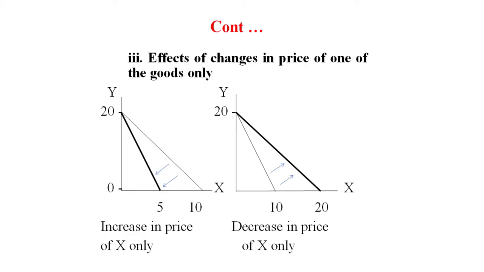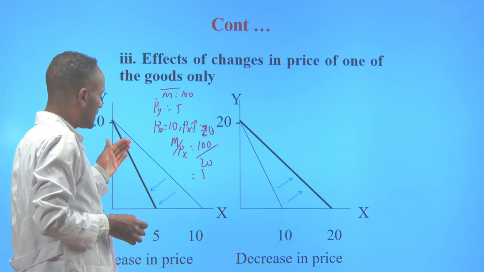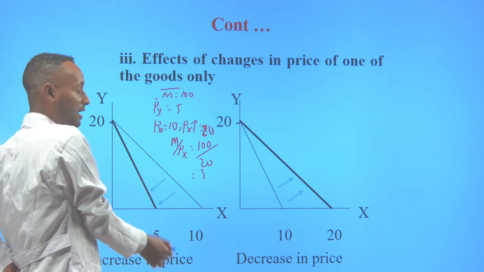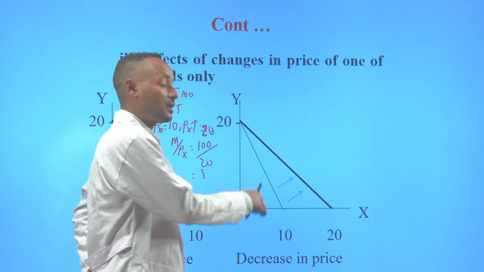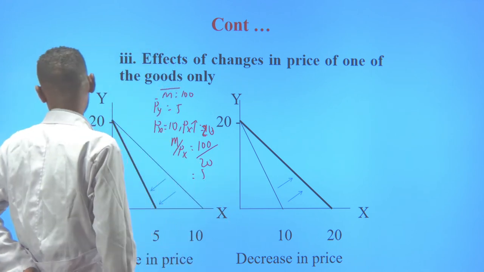Since there is no change in income of consumer and the price of commodity Y, there is no change in the vertical intercept of the budget line. So the curve will be such kind of curve. So with increase in price of good X only, the budget line will shift inward in the X axis. Similarly, if there is a decline in the price of commodity X only, the budget line will shift outward in the X axis or horizontal axis.